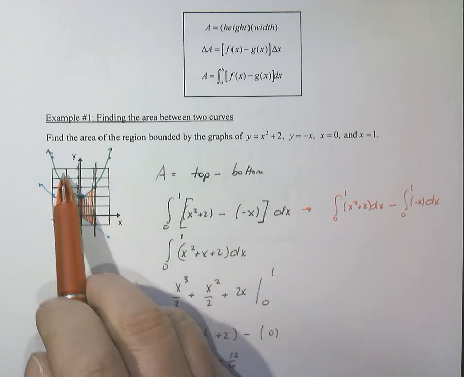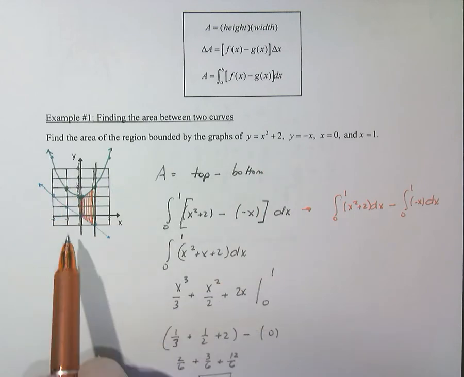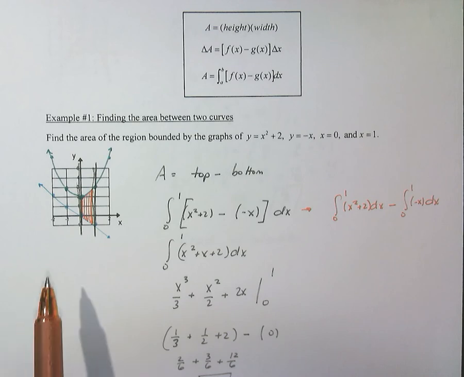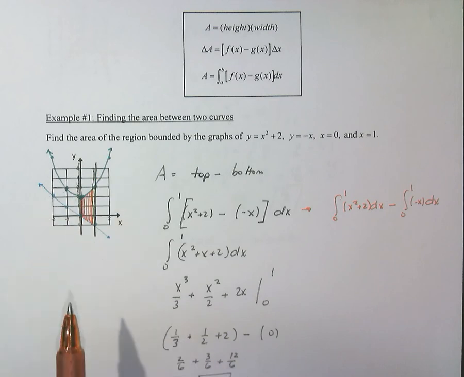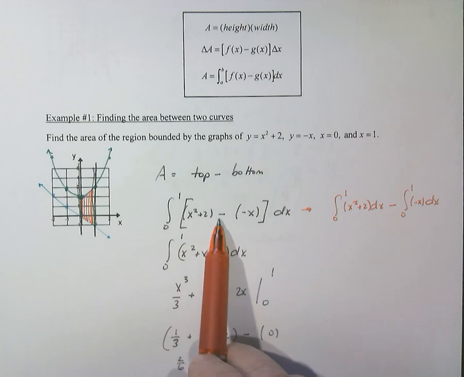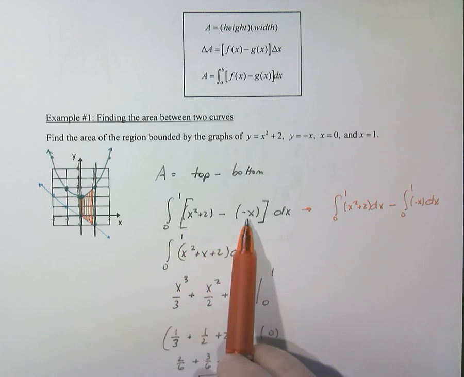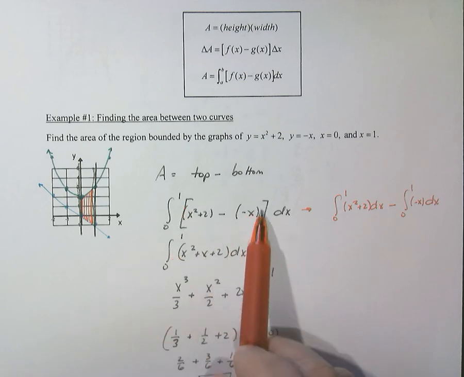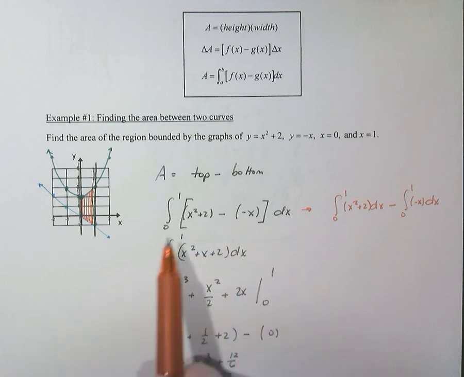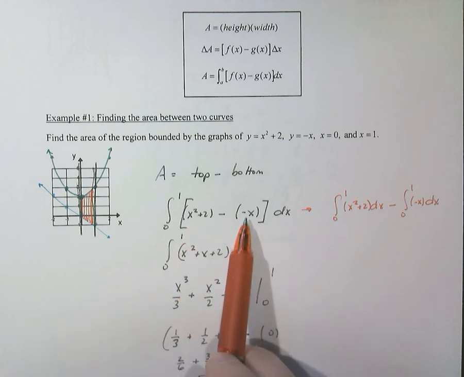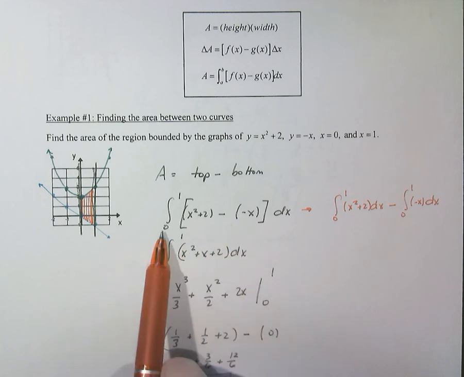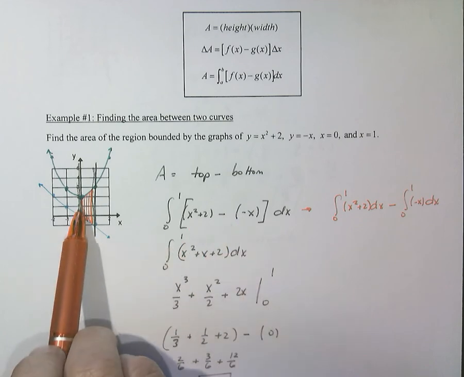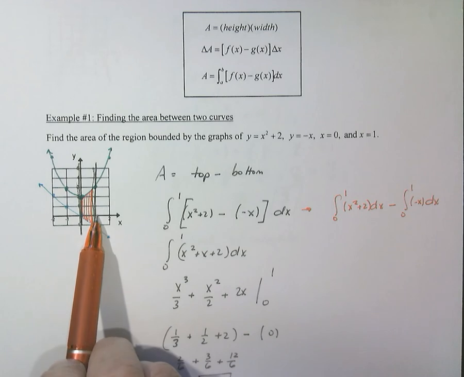So this x squared plus 2 is the green parabola. Y equals negative x is my line. Parabola is on top, my line's on the bottom. So I'm taking my parabola, I'm subtracting my line. And the parentheses are very important. But I have to have a dx, so I'm going to put brackets around this to show that everything here gets the derivative with respect to x. And then I have to take my integrals. The left point is 0. The right point is 1.